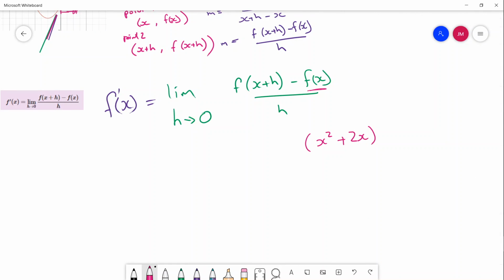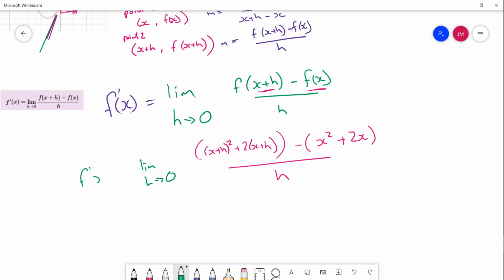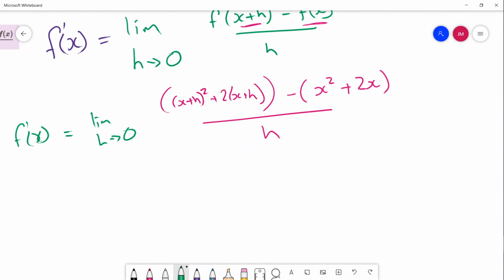F of x plus h, we just have to sub in x plus h for all the x values. So that would become, instead of x squared, I'd have x plus h squared. And then plus 2x would become plus 2 times x plus h. And then it's all of that minus that original function divided by h. So let's try and simplify this down. And the main thing, I keep my limit as h approaches 0 still in there.